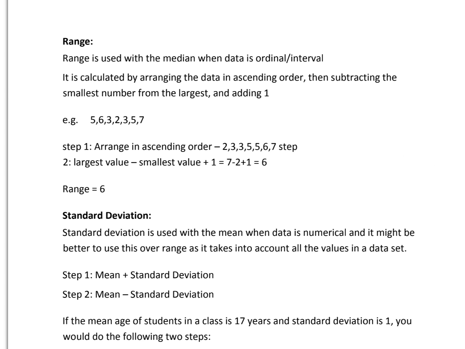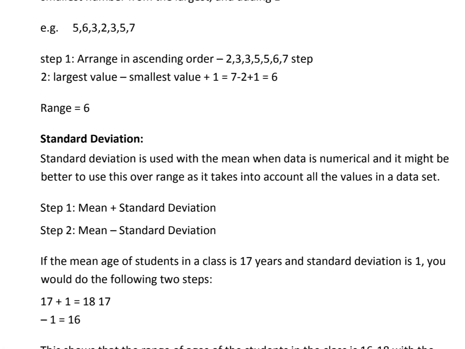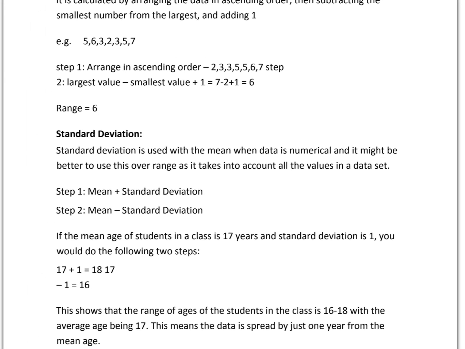Okay, next we have the standard deviation. Standard deviation is the second measure of spread, and it is used with the mean when data is numerical. Again, they could ask you, why is it better to use standard deviation as opposed to range? Your answer would be that just like the mean, the standard deviation also takes into account all the values of a data set. That's because it's using the mean, which is why we know that the mean uses all the values of a data set. So similarly, standard deviation would be doing the same.